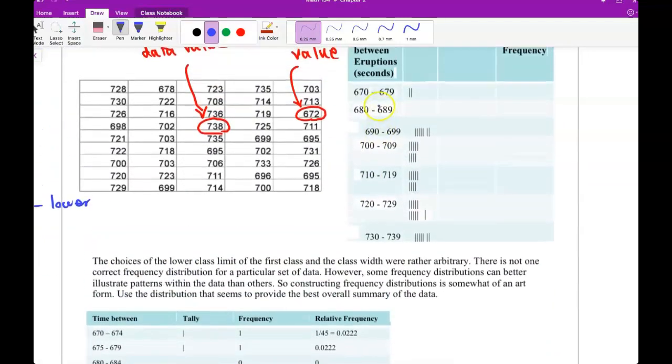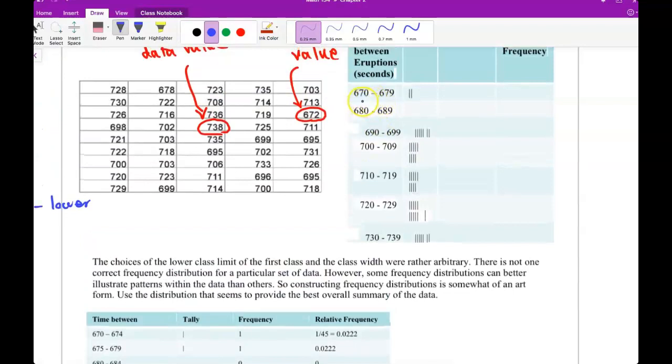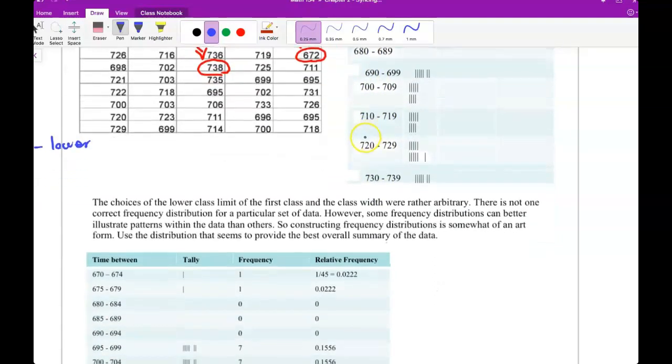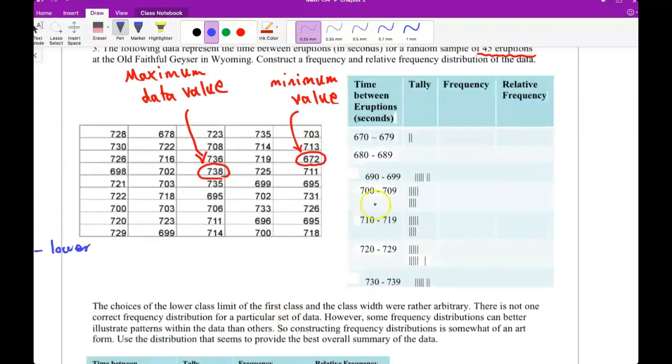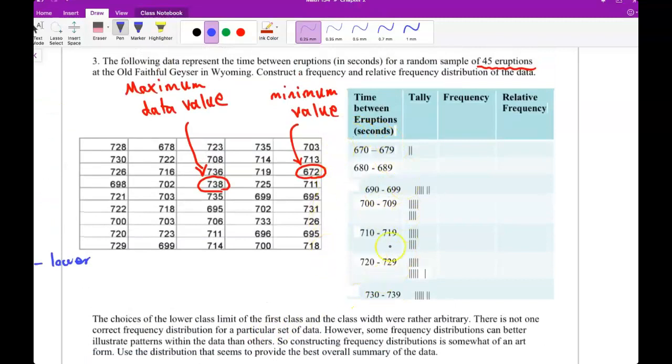For example, here I have a class width of 10. So we have 7 classes in total. And here, as you can see, the difference between these two numbers is 5. So class width is 5. That's why the total number of classes is more than we got on the first part with class width equal to 10.